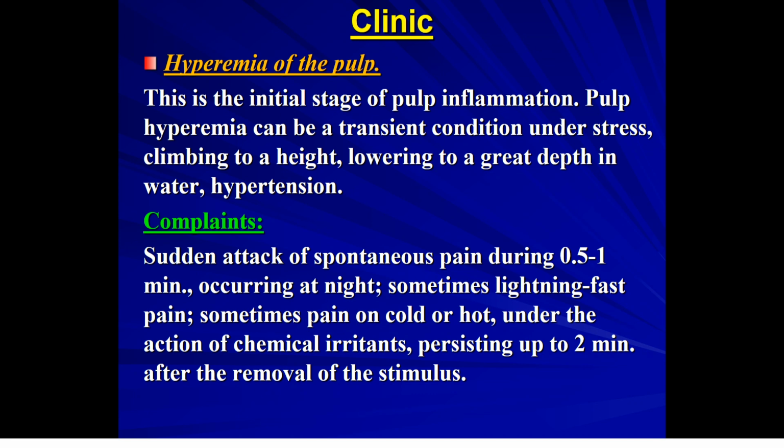Now let's start to describe the clinic of different forms of pulpitis. Hyperemia of the pulp is the initial stage of pulp inflammation. Pulp hyperemia can be a transient condition under stress, climbing to a height, lowering to a great depth in water, or hypertension.